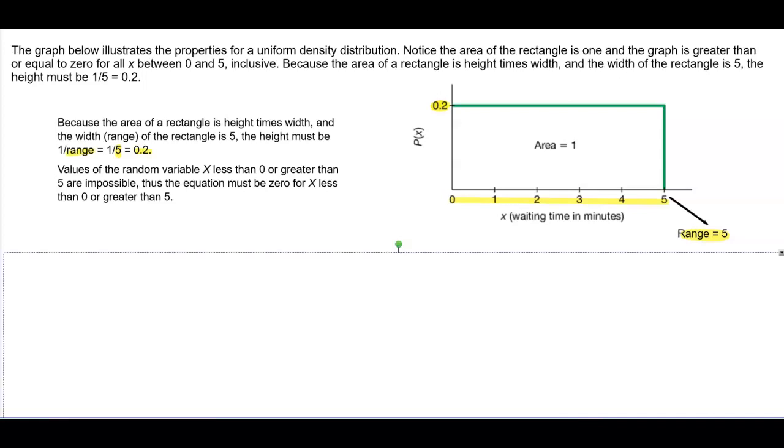Now, values of the random variable where x is less than 0, so that means all the values that are over here, which is less than 0, or greater than 5 in this situation, are impossible. Thus, the equation must be 0 for x less than 0 or greater than 5.